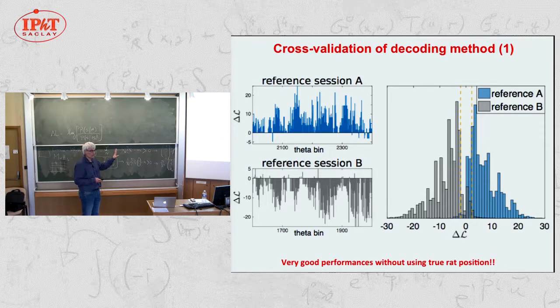Is it clear? So we have an algorithm which tells us from an activity configuration in a time bin whether the mental representation is A or B. And we are not exploiting any information about the position of the rat. It's only based on the typical correlation in the population.